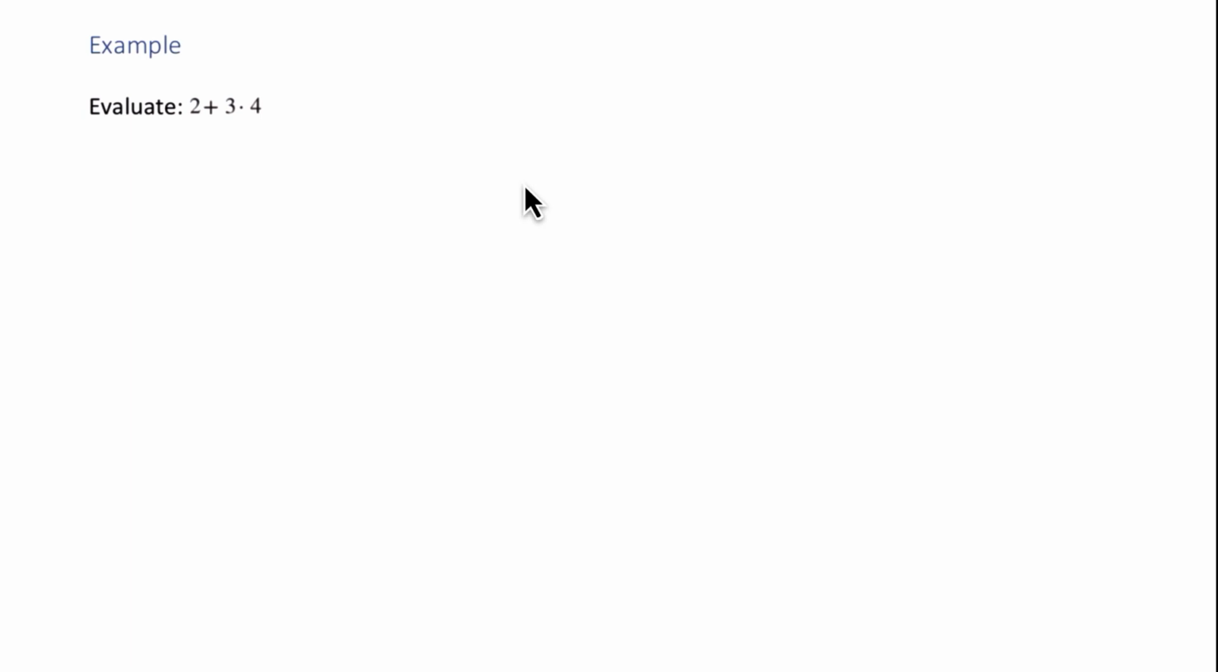In our next example, we have 2 plus 3 times 4. First thing we want to do is multiply. So we have 2 plus 3 times 4 is 12. And then 2 plus 12 is 14.